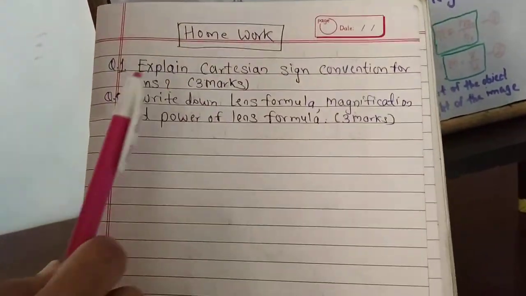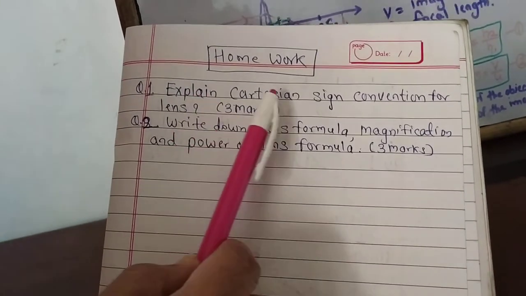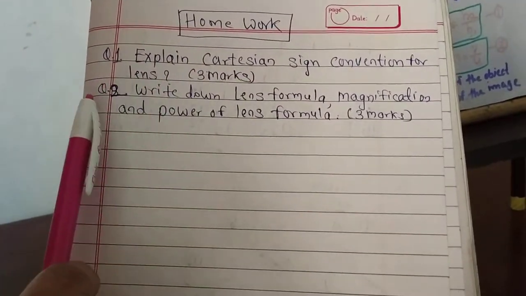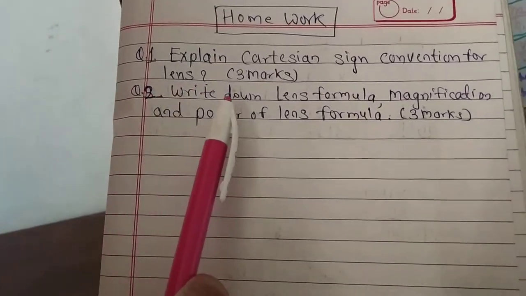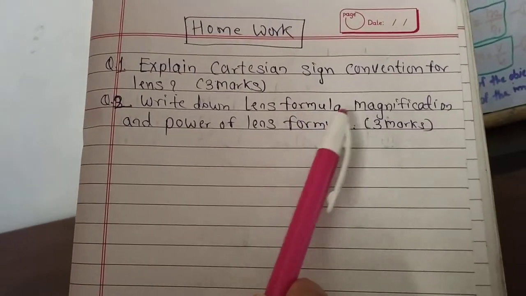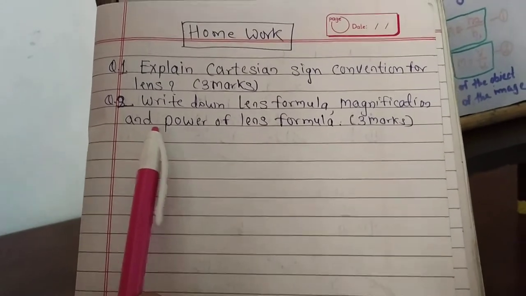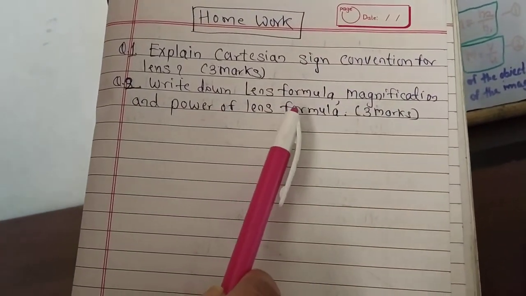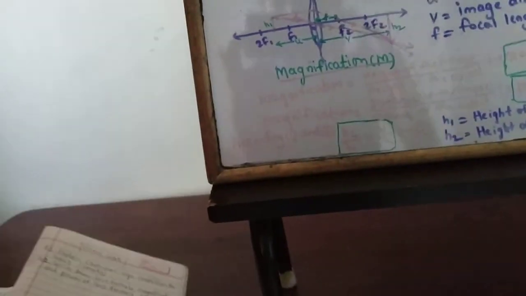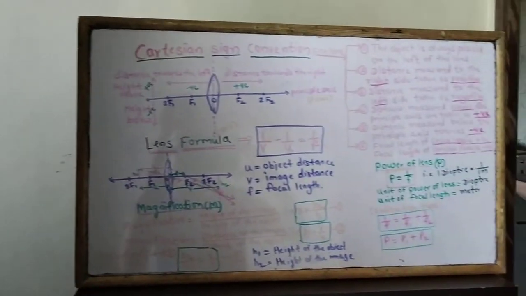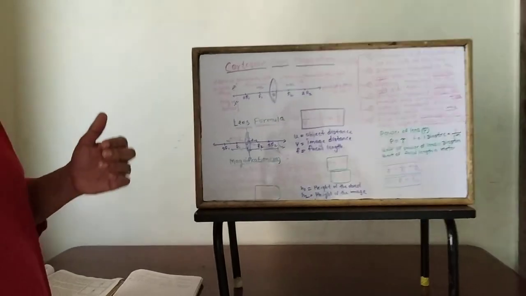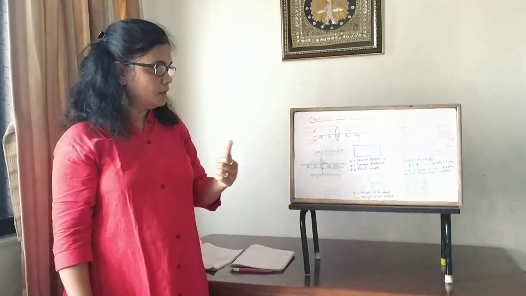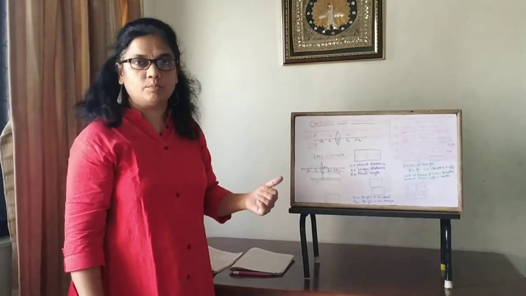take a homework. The first question, explain the Cartesian sign convention for the lens for 3 marks. And second question, write down the lens formula, magnification formula and power of lens formula for 3 marks, 1 mark for each formula. Okay, all of you understood this Cartesian sign convention, lens formula and magnification formula and power of lens.